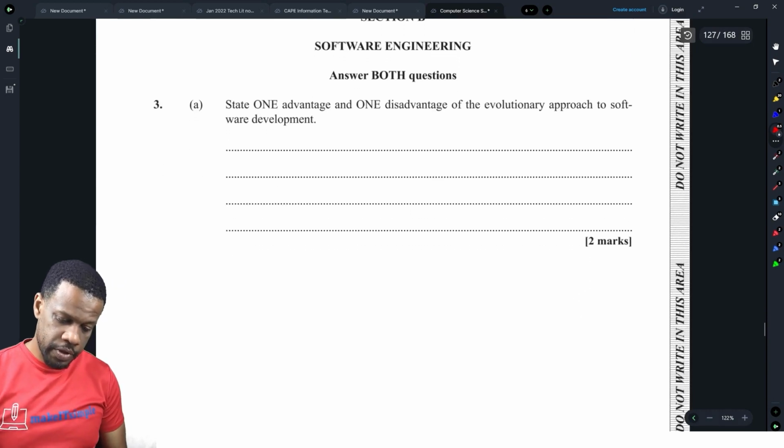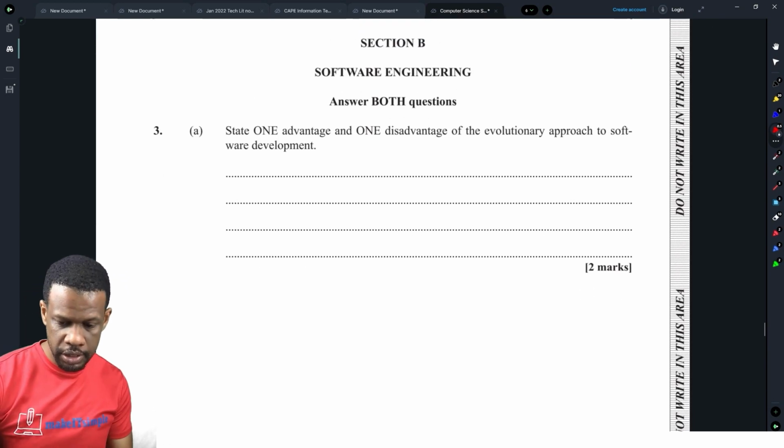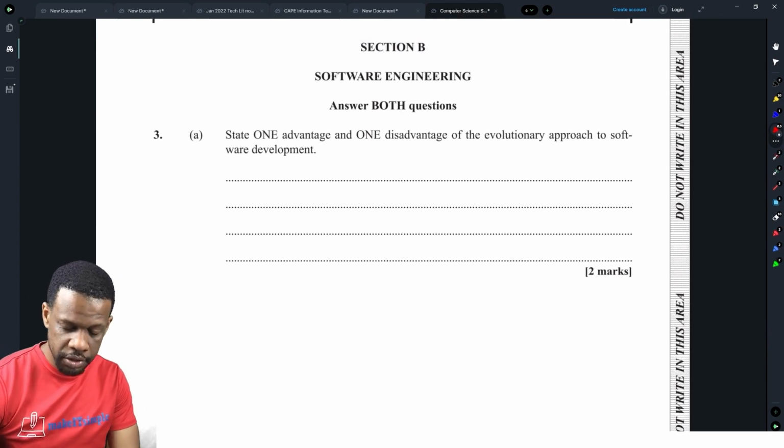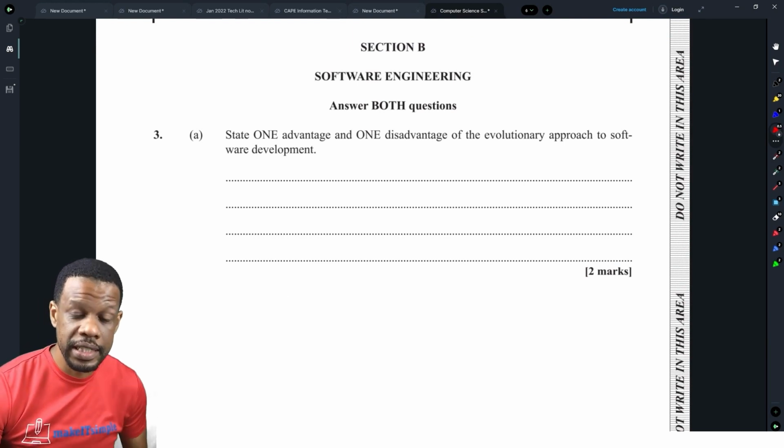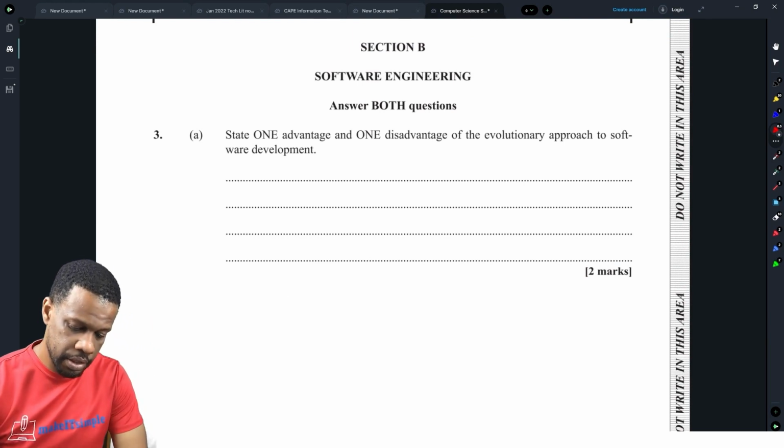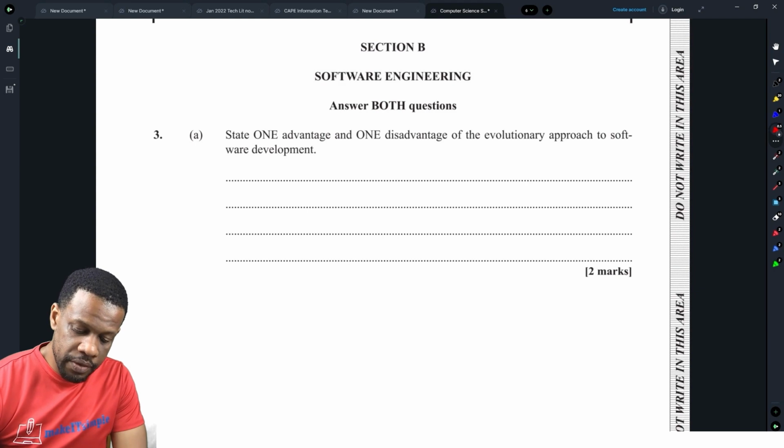Alright, so module 2, software engineering. This one has a lot more writing, and of course they're going to check your knowledge of all the deep things, right? That's basically what they're trying to do. State one advantage and one disadvantage of the evolutionary approach to software development.